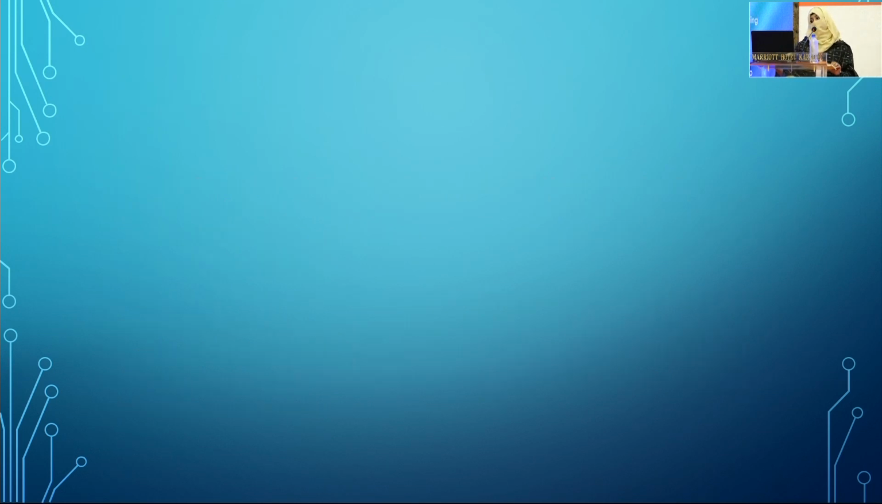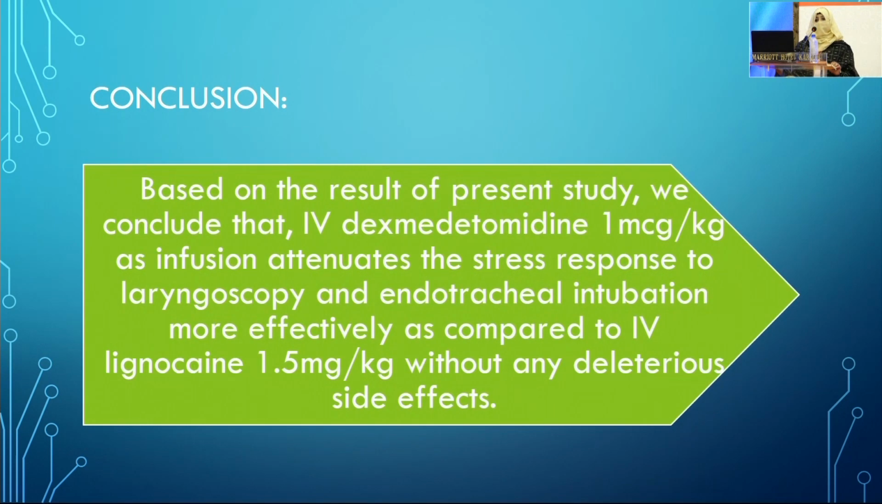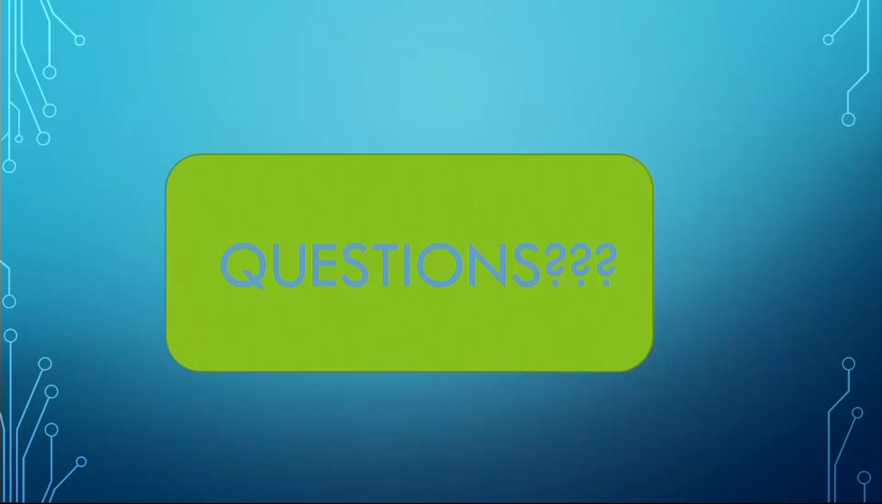So the conclusion of my study is, based on the result of the present study, we conclude that IV dexmedetomidine 1 microgram per kg as infusion attenuates the stress response to laryngoscopy and endotracheal intubation more effectively as compared to IV lignocaine 1.5 milligram per kg without any deleterious side effects. These are the references. Any questions?